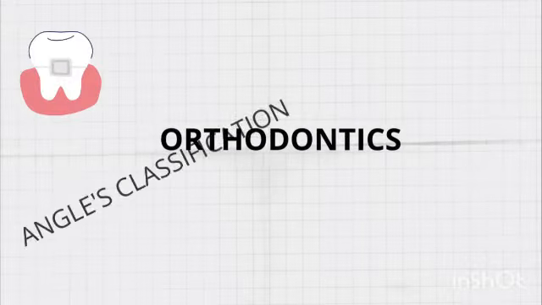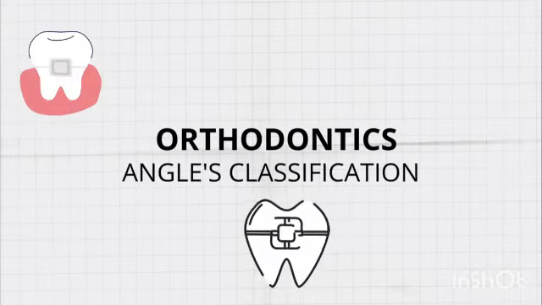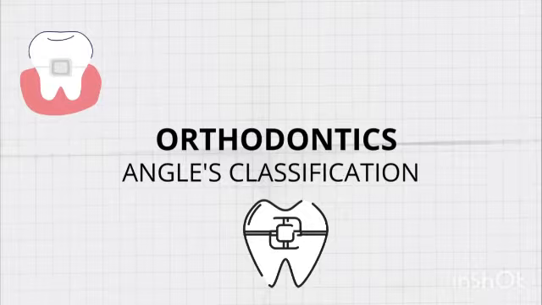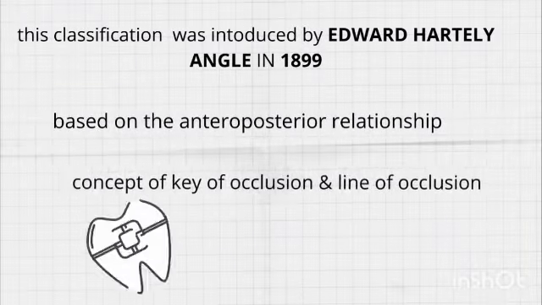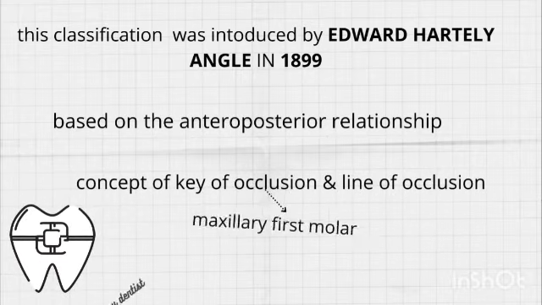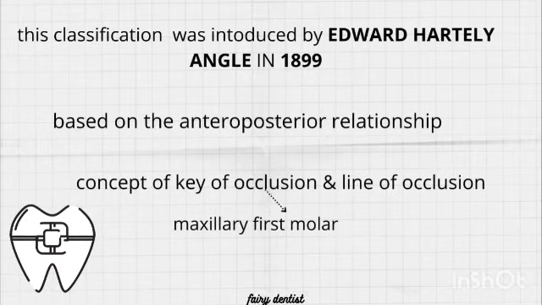Today's topic is about Angle's classification. It is the classification of malocclusion. So what is malocclusion? It is the imperfect positioning of the teeth when the jaws are closed. This classification was introduced by Edward Hartley Angle in 1899.